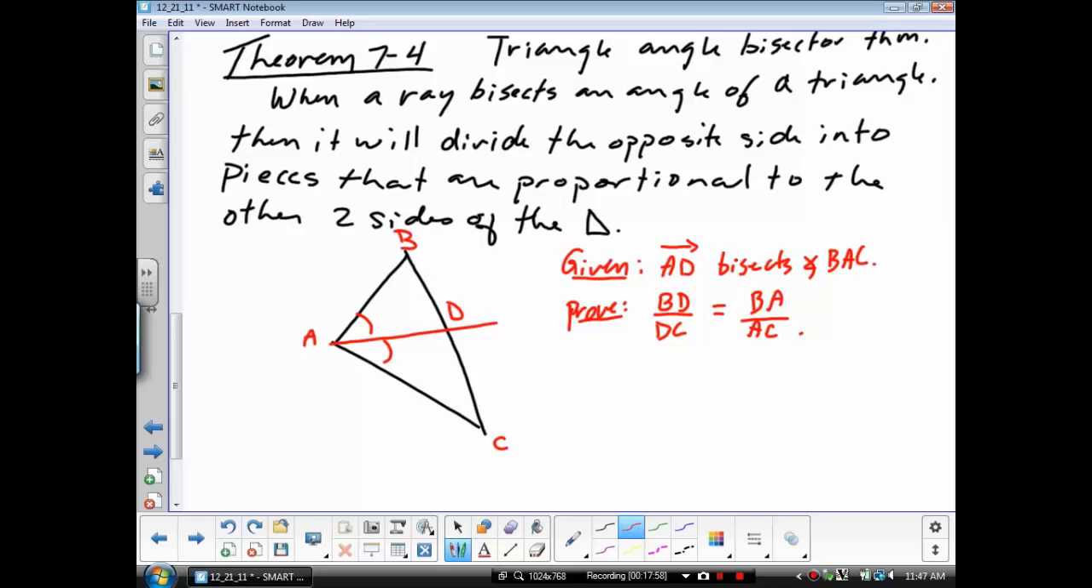Now to get there, what I'm going to do is extend side BA. Let me do it in blue so it changes the color here. I'm going to extend side BA, and then we're going to draw a line through C that is parallel to AD.